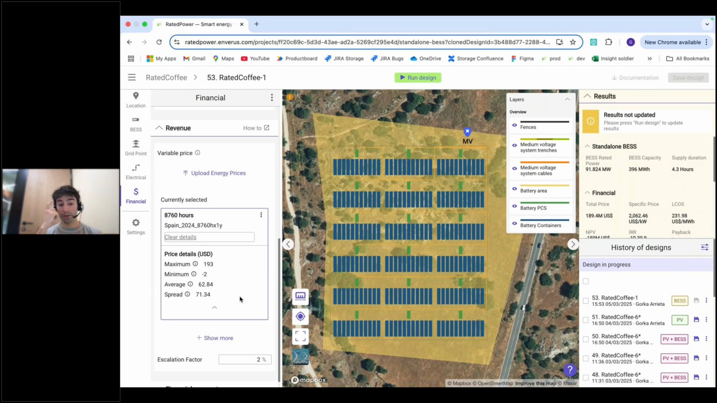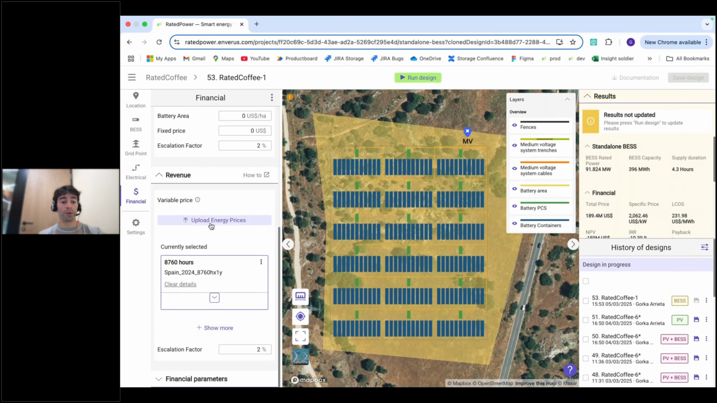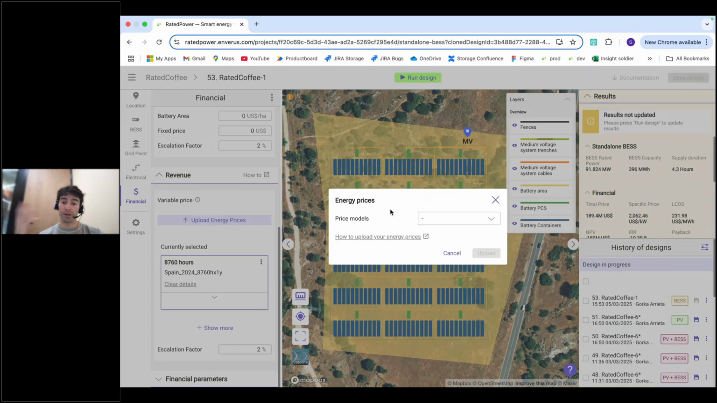This is a very good indicator to see what price difference we can leverage from that charge and discharge for the battery. We're using this one, but you can upload your own energy prices if you have a forecast, maybe provided by a consulting firm, or anyone. You can upload them here in different formats.